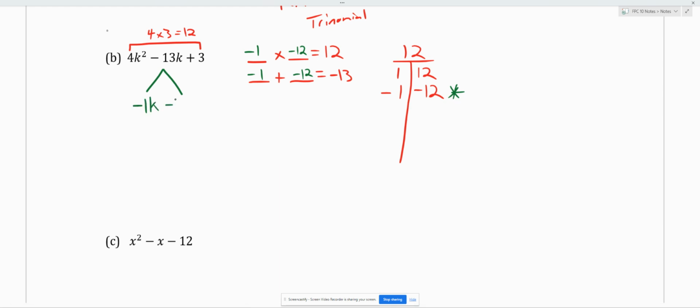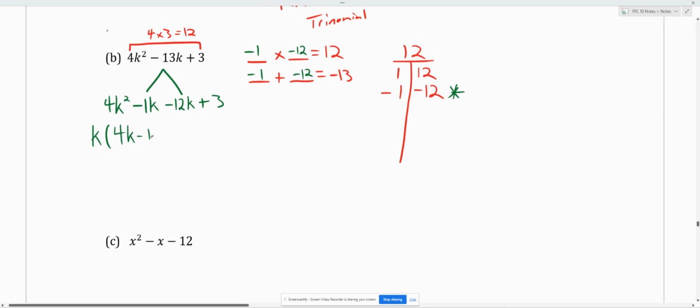-1k, -12k, bring down my last term and my first term. And now we're going to factor them as two separate pairs. So in my first set here, I'm going to factor out a k, leaving me with just 4k minus 1.